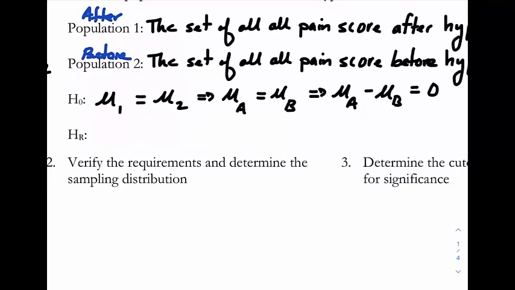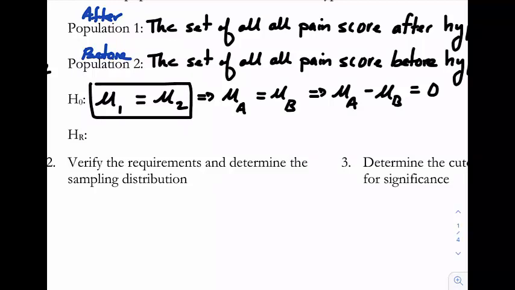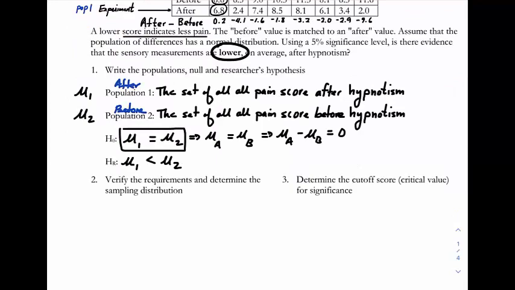More specifically, we don't have to put in that much detail. All that we need for the null hypothesis is just to assume that both of those are the same, but yet we know that their differences will be 0. However, for the research hypothesis, we want that mu sub 1 for that first group to be less than that for the second group, for the before. That will show that the after is less than that, showing a decrease or a lowering in pain.